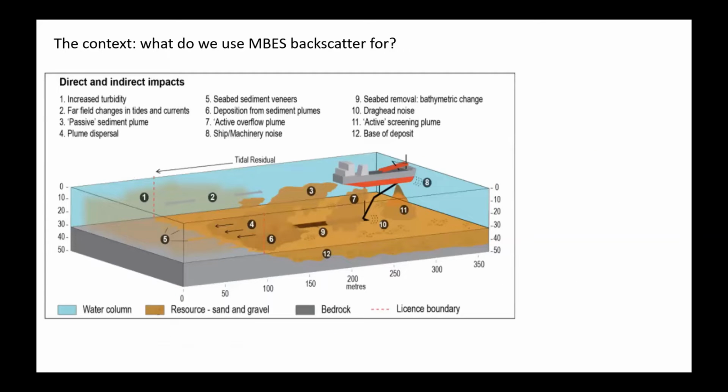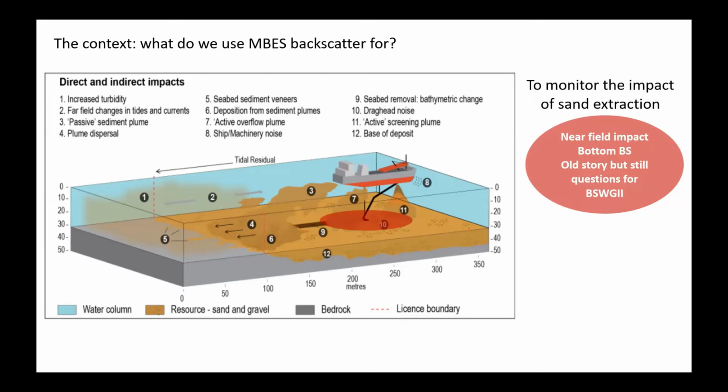Sand extraction has a lot of direct and indirect impact on the marine environment. And we use the backscatter as a proxy to characterize this impact, to follow, to track it. We have this model of impact, quite complicated, but very robust. But we can simplify that. We can consider the near field impact, the direct impact of the extraction on the seabed bottom. We use the bottom backscatter to quantify that.